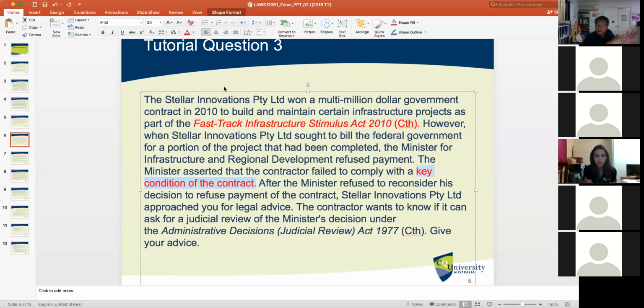Okay, so while the contract may have been entered into as part of the Fast Track Infrastructure Stimulus Act of 2010, the refusal of the minister to pay under the contract was actually based on the general laws of contract. If you've taken up the law of contracts, you know that there is contract law in Australia, and much of it is on the basis of the common law. And if the decision of the minister to refuse to pay was based on the general law of contracts and not on the Fast Track Infrastructure Stimulus Act, then that decision was not made under an enactment, but on the basis of the general laws of contract.